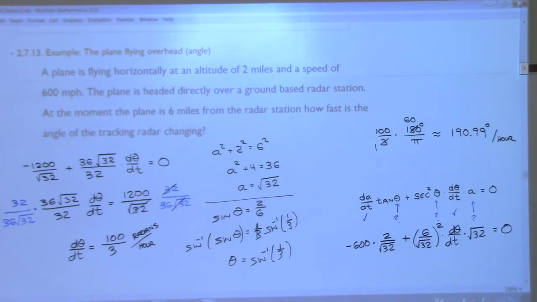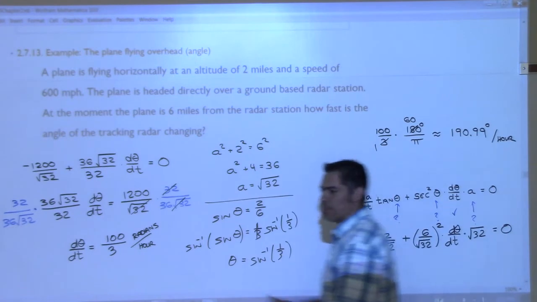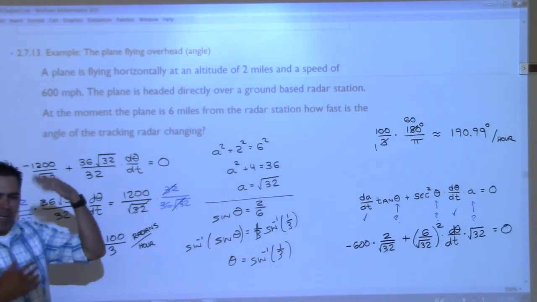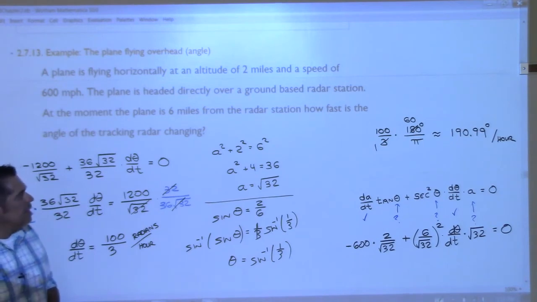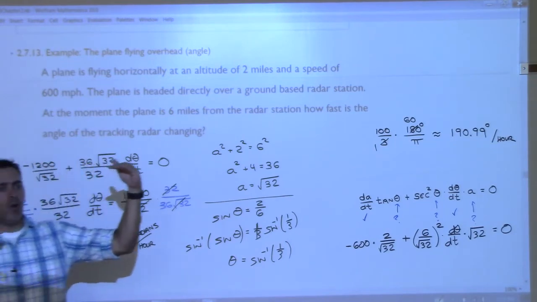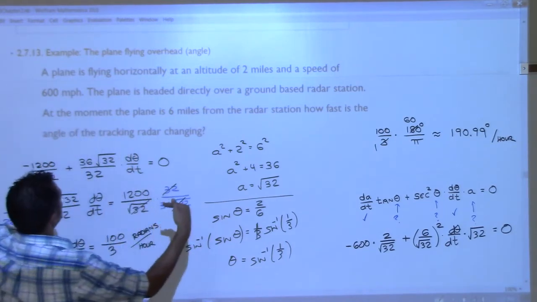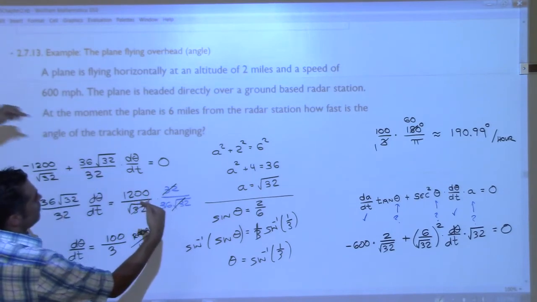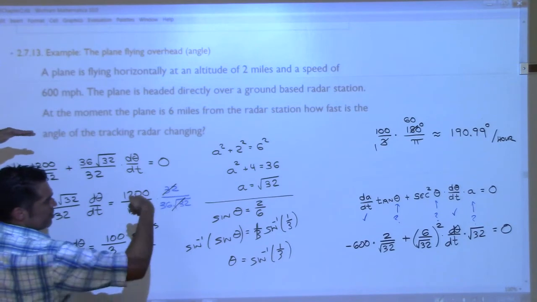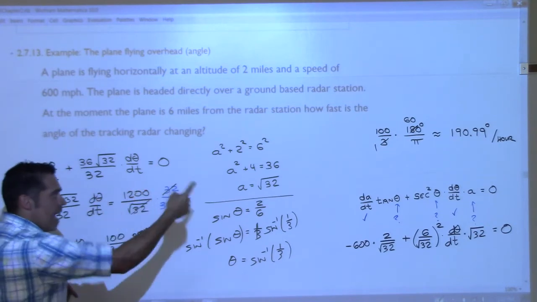Pretty sure I got that. So this answer is acceptable, but just for us to get some better idea, because radians don't really make a lot of sense to us, degrees do. This is saying that if a plane is 2 miles high, going 600 miles per hour, then at the exact moment that the plane is 6 miles from the radar station, this radar station is rotating at that rate.